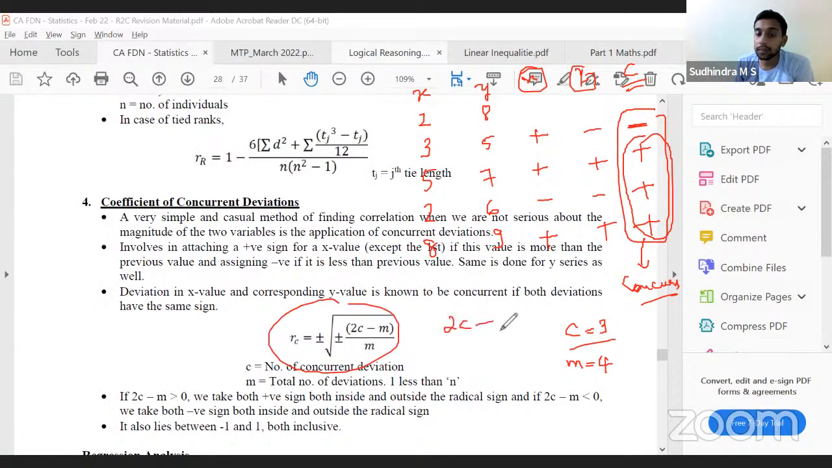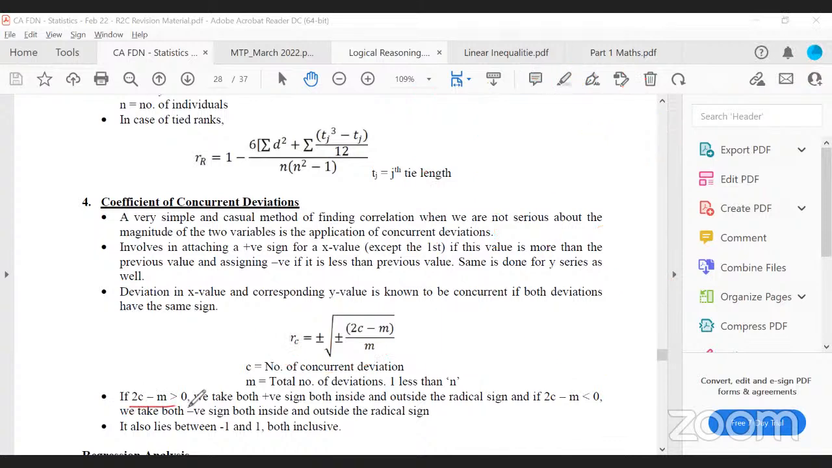Root of plus or minus (2c minus m) divided by m. If 2c minus m is negative, then the correlation value will be negative. If 2c minus m value is positive, correlation is positive. Is that clear? Yes, 2c minus m is greater than 0.